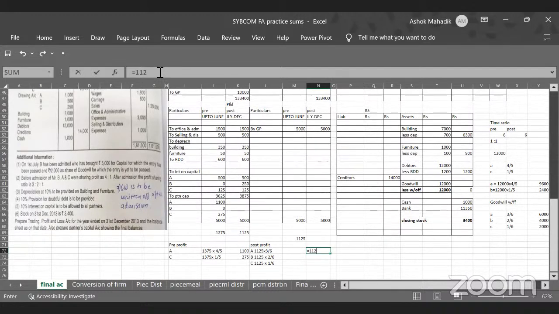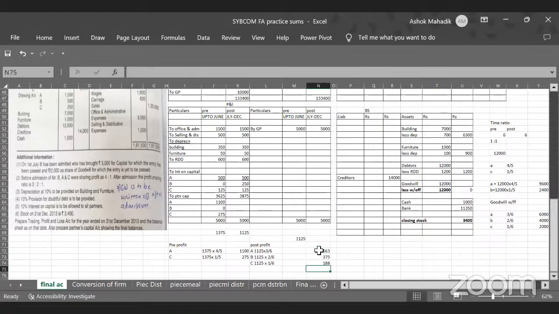So it will be 1125 into 3/6 for A, then for B 1125 into 2/6, and the last one will get 1/6. So 1125 into 1/6. Okay. We are not putting round figures, so I'll make it 563 for the first one and 188 for the last.